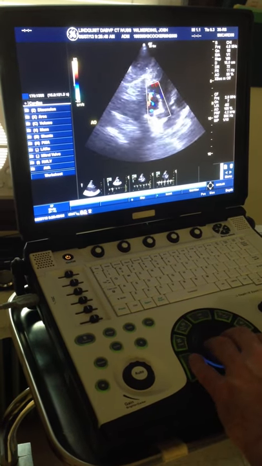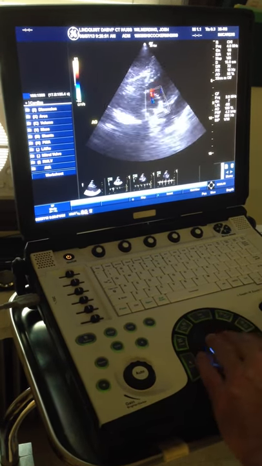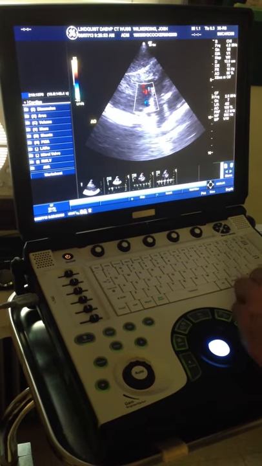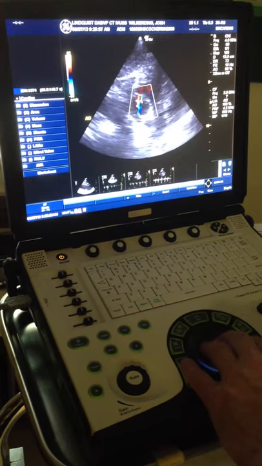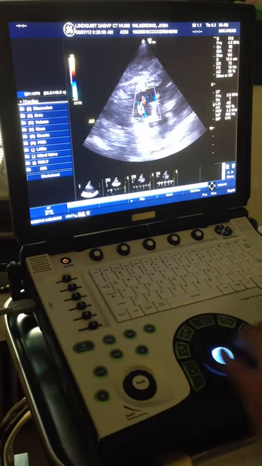And the regurgitant flow in the mitral valve is blue, away from the probe. So we have blue flow into the left atrium, then we have mitral insufficiency. And that's it.